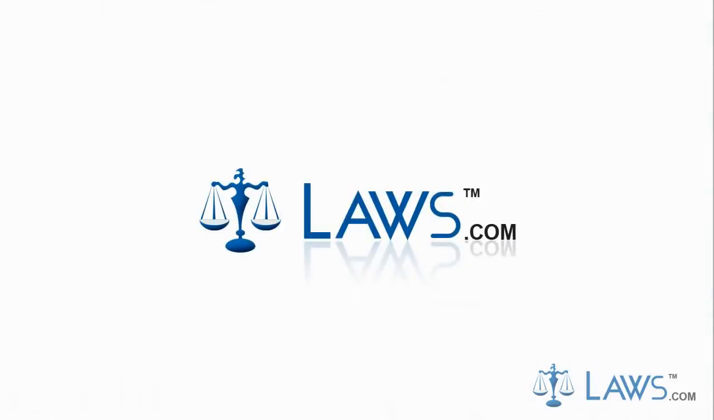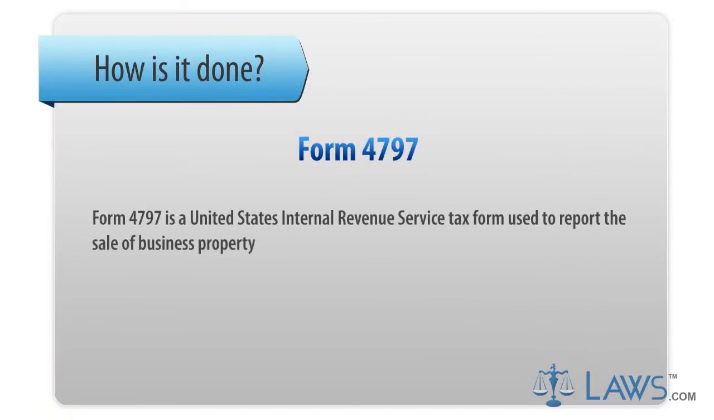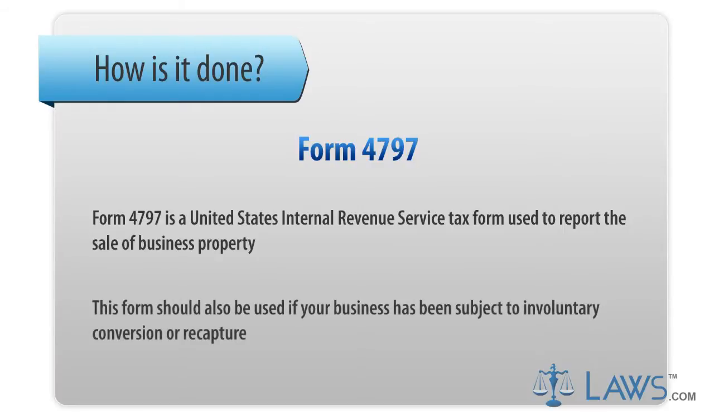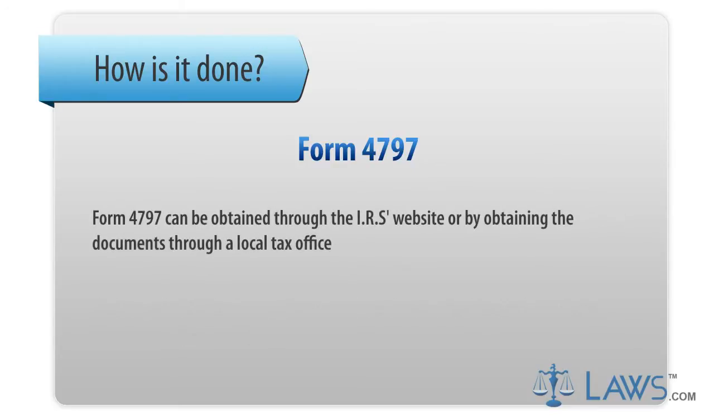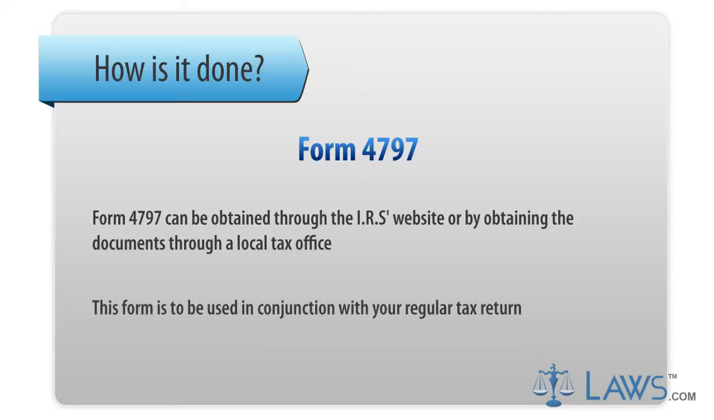Laws.com Legal Forms Guide. Form 4797 is a United States Internal Revenue Service tax form used to report the sale of business property. This form should also be used if your business has been subject to involuntary conversion or recapture. Form 4797 can be obtained through the IRS's website or by obtaining the documents through a local tax office. This form is to be used in conjunction with your regular tax return.